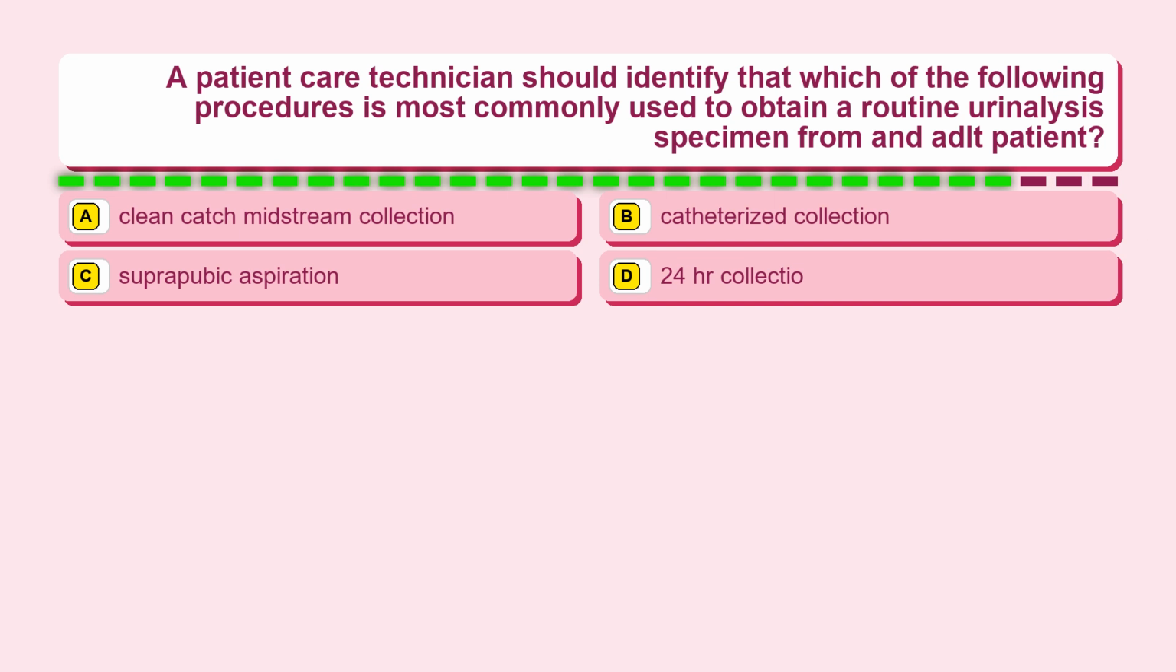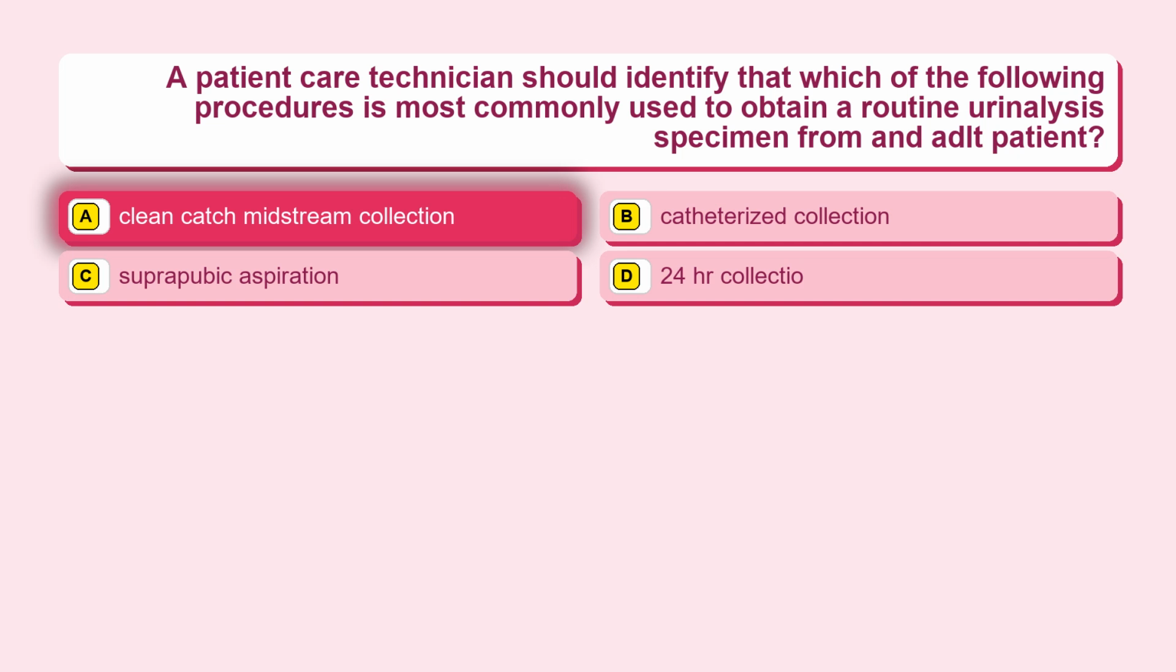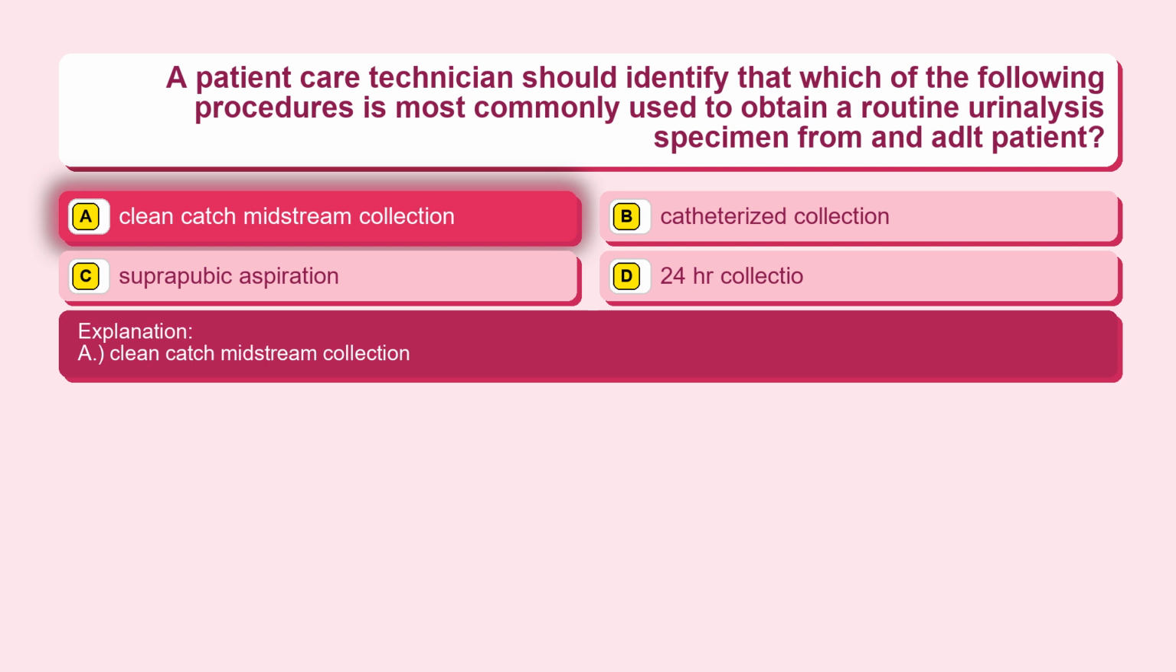Question 63. A patient care technician should identify that which of the following procedures is most commonly used to obtain a routine urinalysis specimen from an adult patient. Option A, clean catch midstream collection. Option B, catheterized collection. Option C, suprapubic aspiration. Option D, 24-hour collection. The correct answer is option A, clean catch midstream collection.